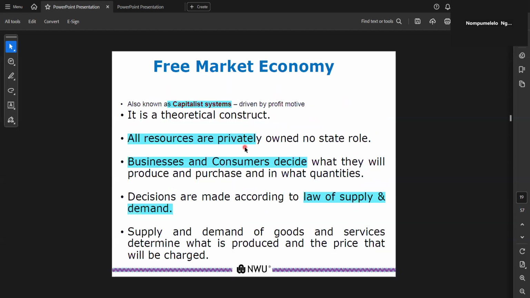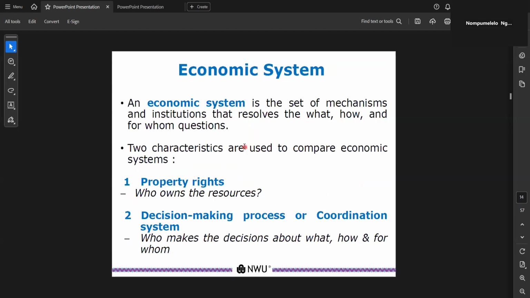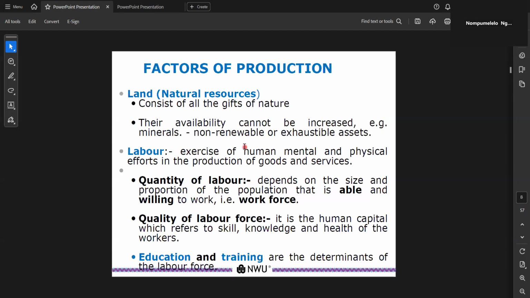So the factors of production that we have are land, labor, capital, and entrepreneurship. Labor consists of human mental and physical effort. Basically, when they're speaking of labor or a laborer, they're referring to us, to people who are working. Because if you work, then you're providing your labor. It can be human capital, that's when you're providing your skills, your knowledge. Physical capital is the effort that you put in producing goods and services.